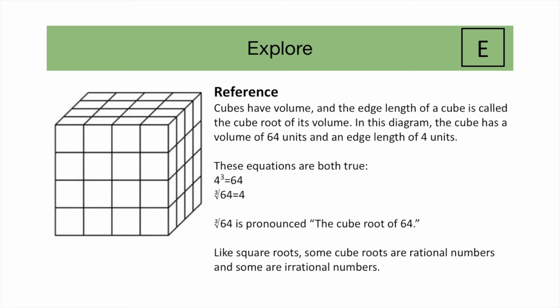So cubes have volume, and the edge length of a cube is called the cube root of its volume. In this diagram, the cube has a volume of 64 units and an edge length of 4 units. Hence, both of these equations are true: 4 cubed is 64, and the cube root of 64 is 4. Like square roots, some cube roots are rational numbers and some are irrational numbers.